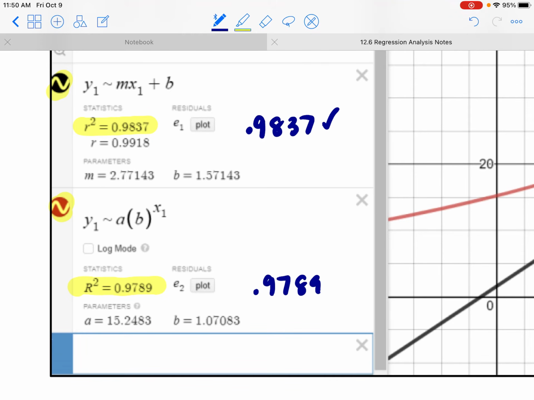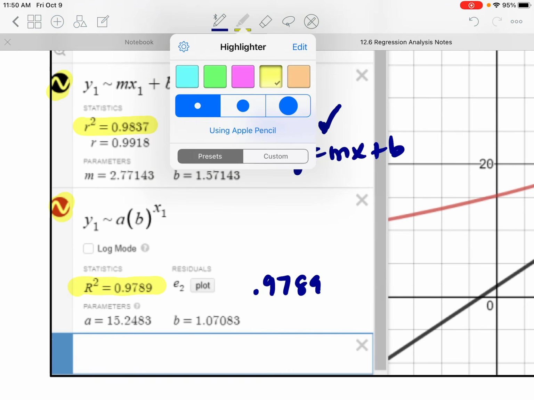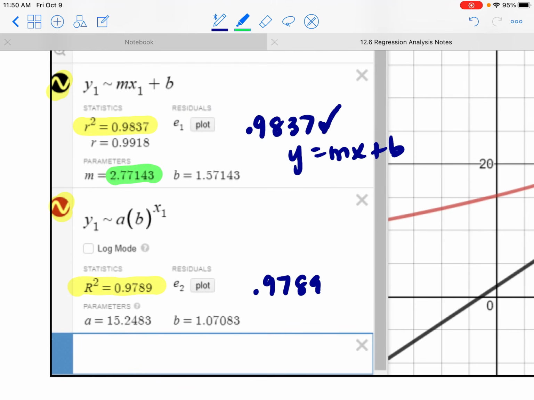So once I've calculated both and I look at those correlation coefficients, I can determine that this model is going to be better. So if I asked you to calculate a model, then I want to go with linear because it's got a stronger correlation. And remember, a linear equation is supposed to be y equals mx plus b. What Desmos is going to do for you is tell you what m and b should be in your equation.